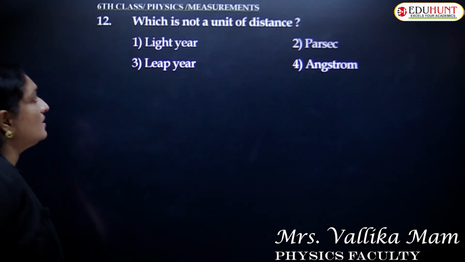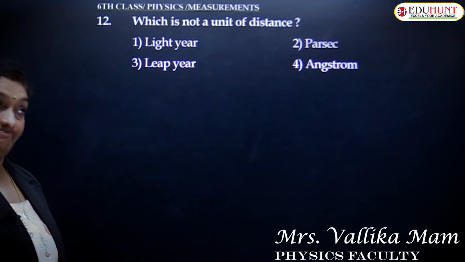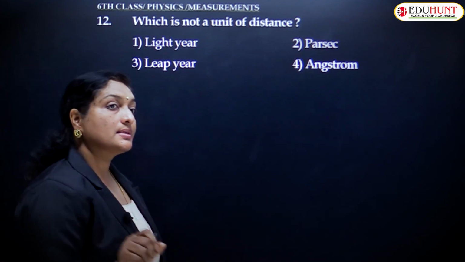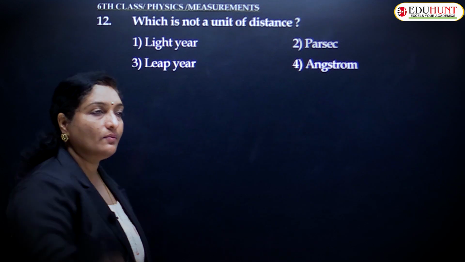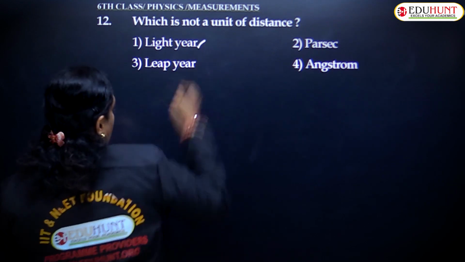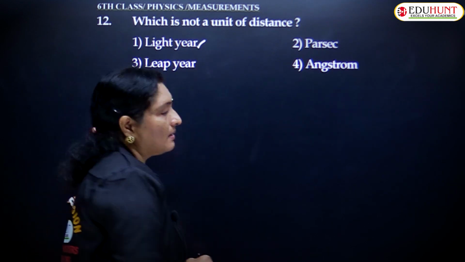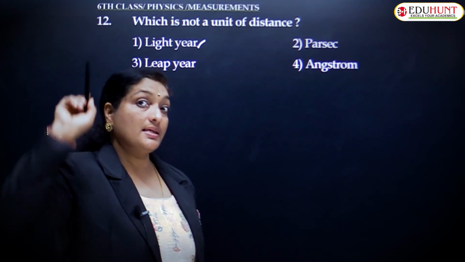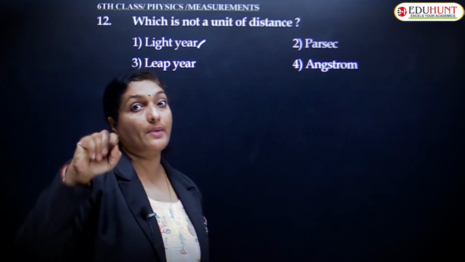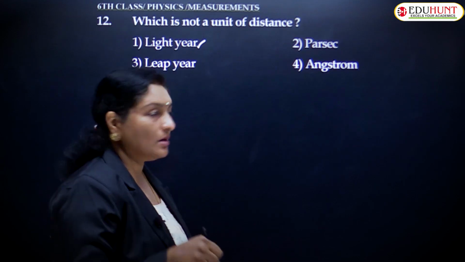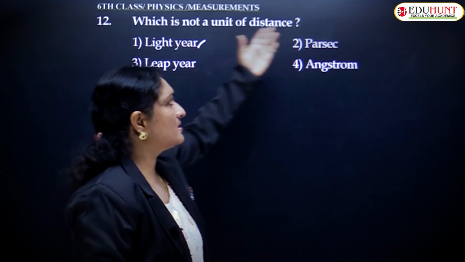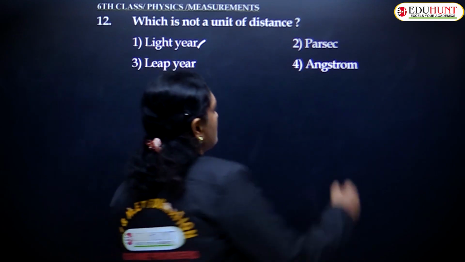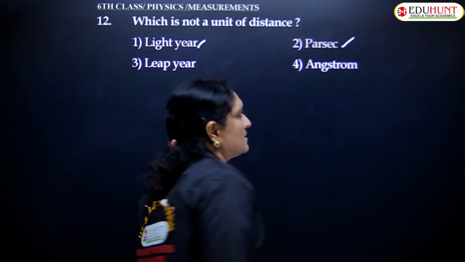Next, which is not the unit of distance? We'll see. Light year. What is light year? The distance travelled by light in 1 year. This is the unit of distance. Parsec, parallactic second, means largest distance. It is equal to 3.26 times the light year. So, if light year is a unit of distance, parsec is also a unit of distance, a larger unit of distance.